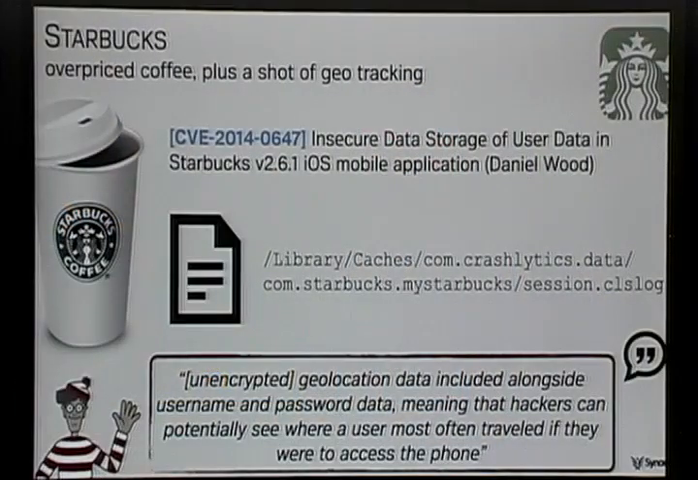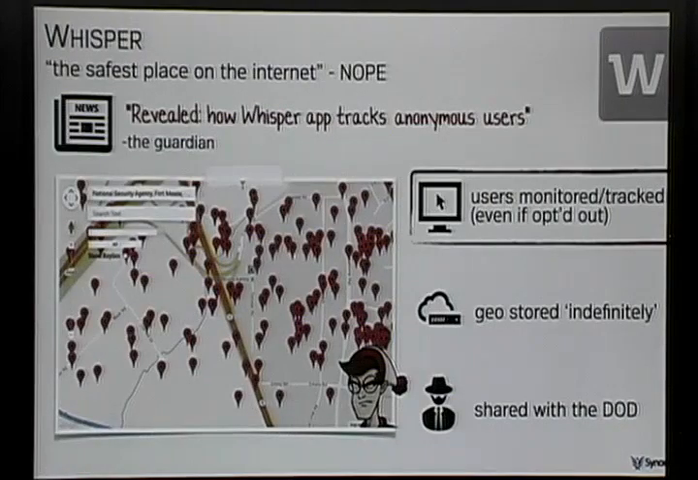So the first one is Starbucks. It's kind of funny. You don't think, why is Starbucks tracking me? But older versions of the Starbucks app stored users' geolocation coordinates in an unencrypted file called session.clog. So again, this is problematic if the phone was lost or stolen, because it can provide an attacker with a wealth of information about the user's location. Luckily, this was reported, received a CVE, and was patched, so current versions are not vulnerable.